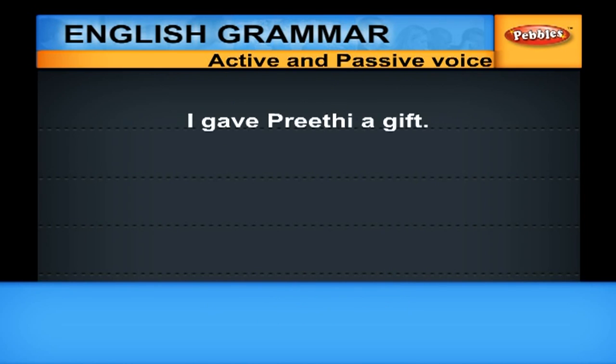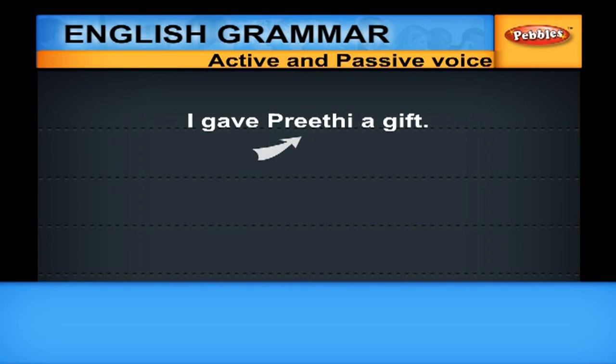Here is one more example to understand this. I gave Preeti a gift. In this sentence, you have two objects. I gave what? A gift. I gave a gift to whom? Preeti. What did you give? I gave a gift. To whom did you give? I gave it to Preeti. So, you have two objects, one answering the question what and one answering the question whom.